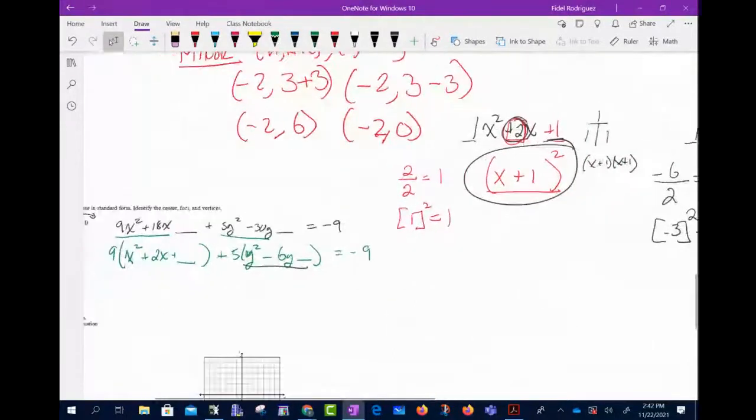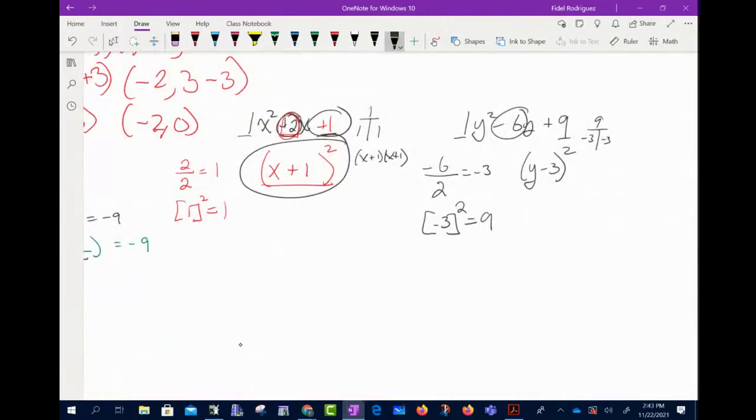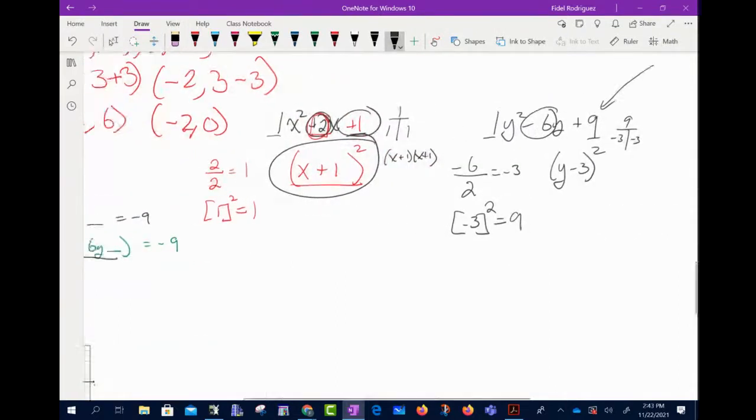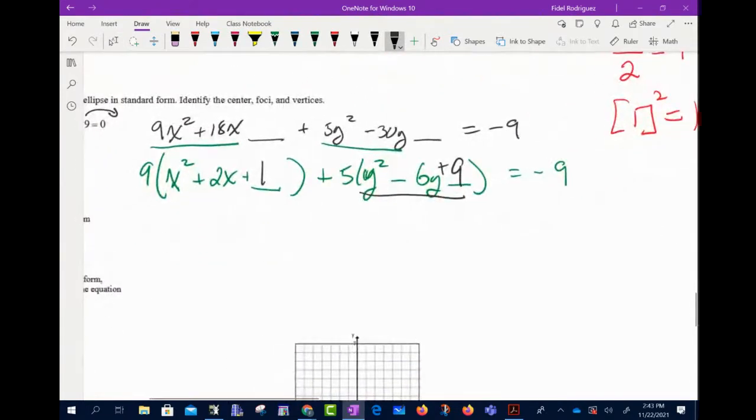Okay, and I'm going to zoom out a little bit just so you can see, and I'll zoom back in. Do you remember what number we added over here? Okay, so right here, I'm going to put a 1. And do you remember what number we added over here on this one? So over here, I'm going to add a 9. I'm going to zoom back in.